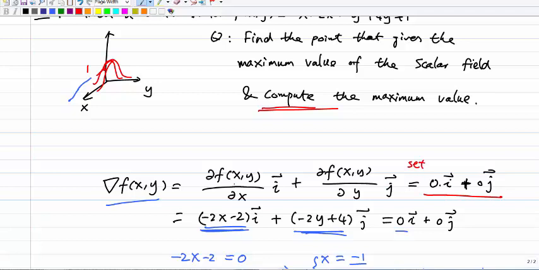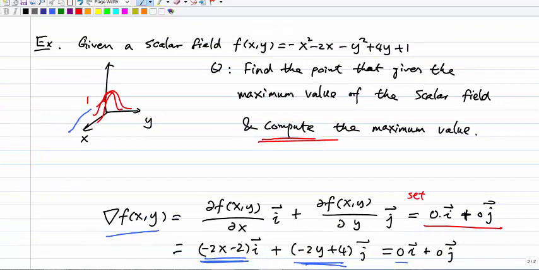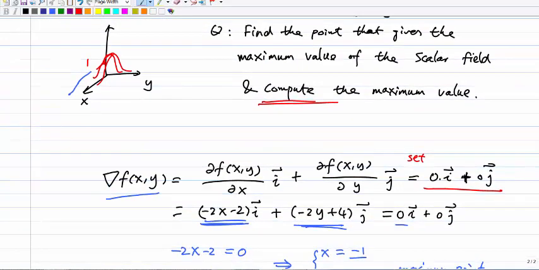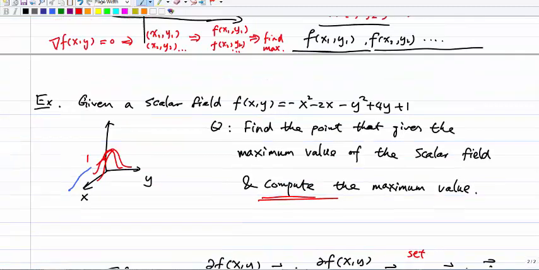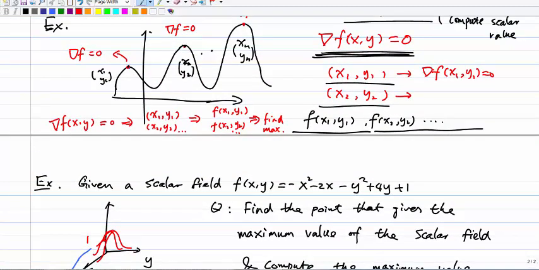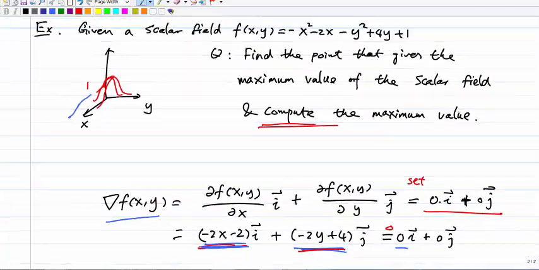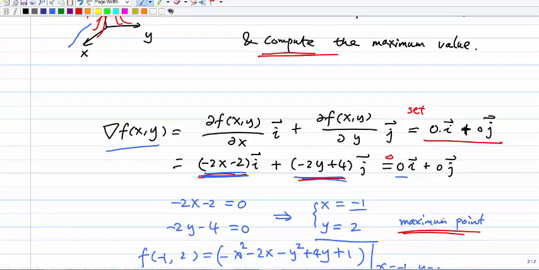If you take the gradient of this function, I won't go into the detail, but computing the partial derivatives gives (-2x - 2) times i plus (-2y + 4) times j, and we set it to be 0. This part has to be 0 and this part has to be 0, so x is -1 and y is 2. Since this is the only point, I don't have to compare values, so this point definitely gives the maximum point.